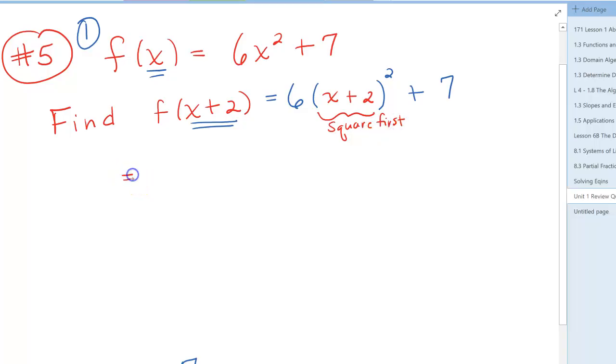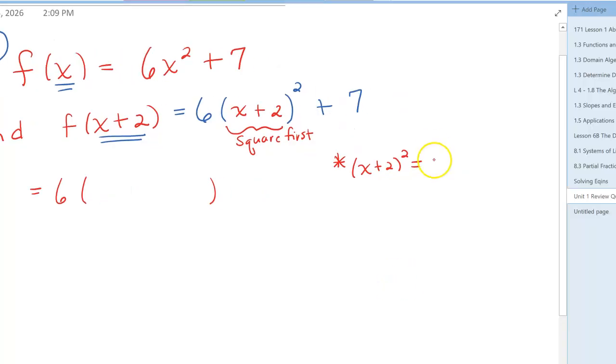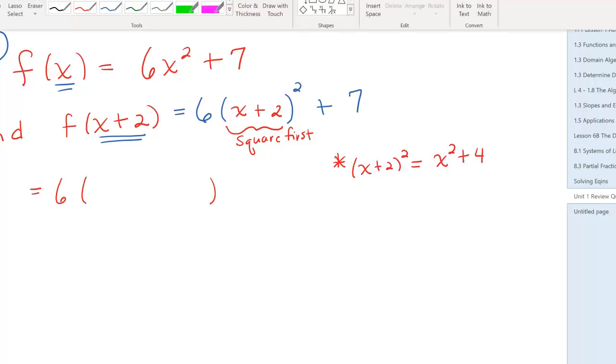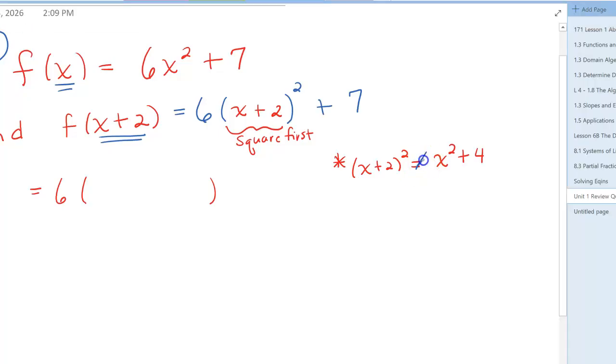The second mistake I saw as I was grading classwork is that some of you wrote this, that x plus 2 squared was equal to x squared plus 4. But that is actually not true. Remember that when you are squaring something, you are multiplying it by itself.